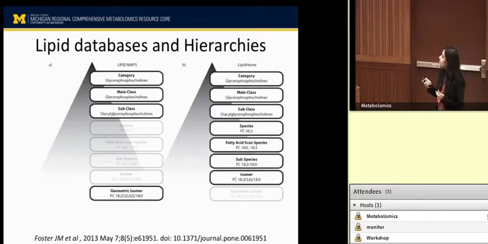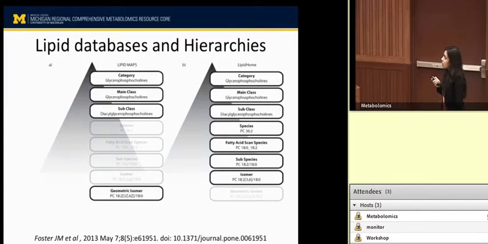The LIPID MAPS classification system, the way it works, is that lipids are classified with a category, and then the main class, subclass, and then you have this unique identification, which is basically a geometric isomer. This figure is from a paper from the LipidHome database, which is recent, I think, in 2013. They have taken the same LIPID MAPS classes and just added a little more classification information here.